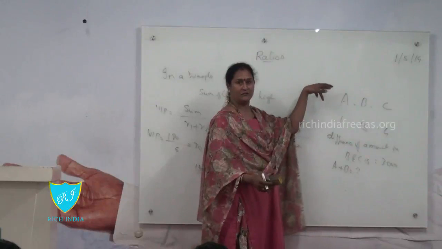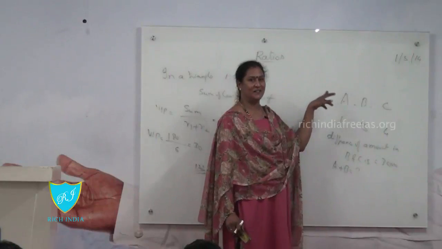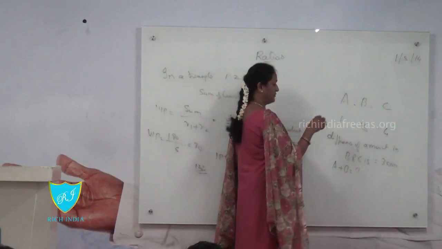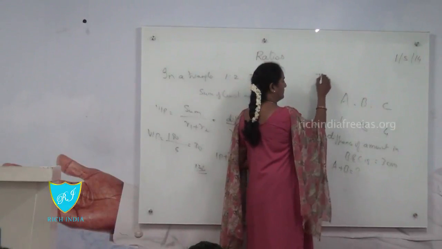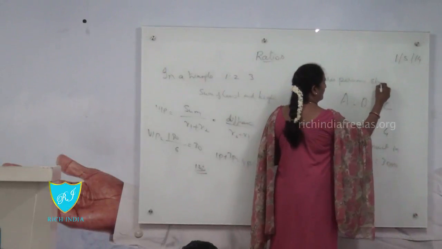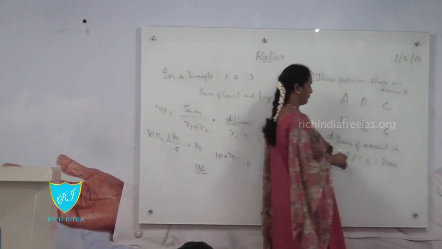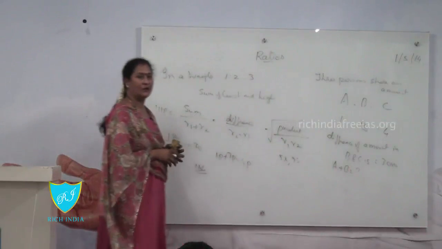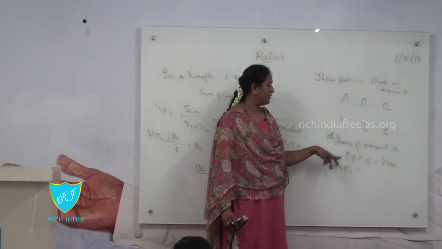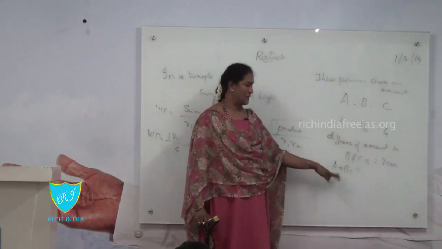Write this down here. Did you understand this question? Write the question. A, B, C share an amount in the ratio 1:3:4. It is given that the difference between the amount of B and C is 3000. That is, 1 part is 3000. So what is 4 parts? 12,000.